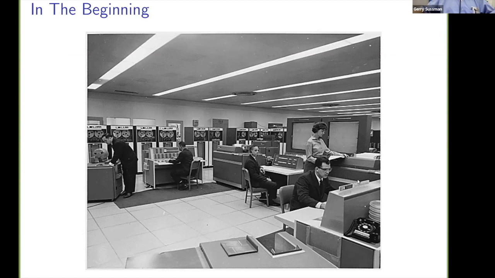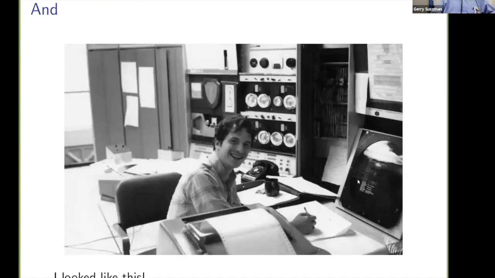Although the machines that I began to use at Columbia at the beginning in 1962 were much smaller machines. They were 650s and 1620s. When I got to MIT, I immediately fell in with Marvin Minsky, and just to give you a feeling, that's what I looked like then.